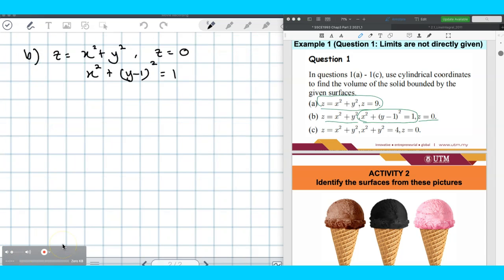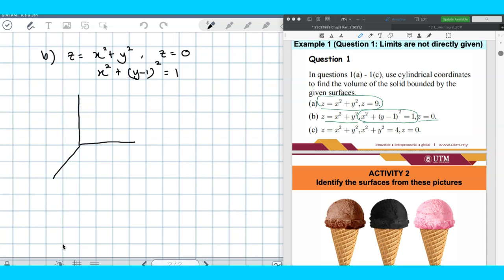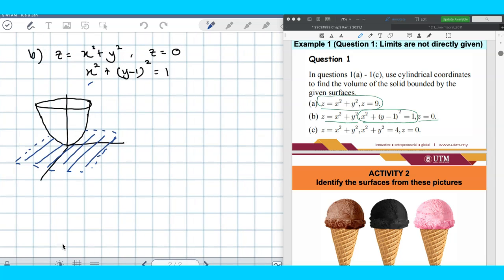So we sketch. We have the bowl, concave up. Actually the bowl is very, very large, but we just put it in for this scale. And then we have z equal to 0. So z equal to 0 is the floor. That is your z equal to 0. And you have, okay, what is this?